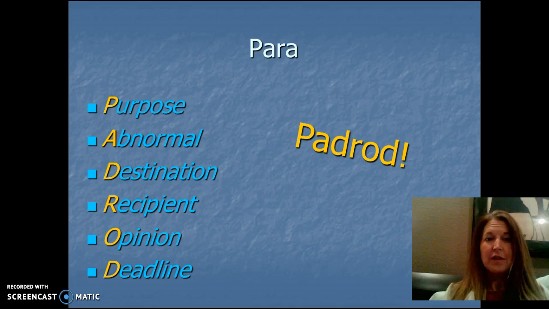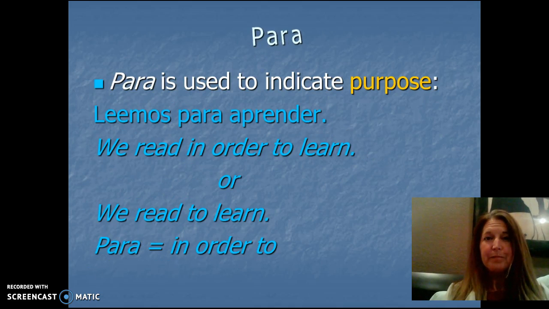So your rules, you can remember the word PADRAD: purpose, abnormal, destination, recipient, opinion, and deadline. Those are the rules. Feel free to pause at any time to write these down. Para is used to indicate purpose. That's our first rule from PADRAD.